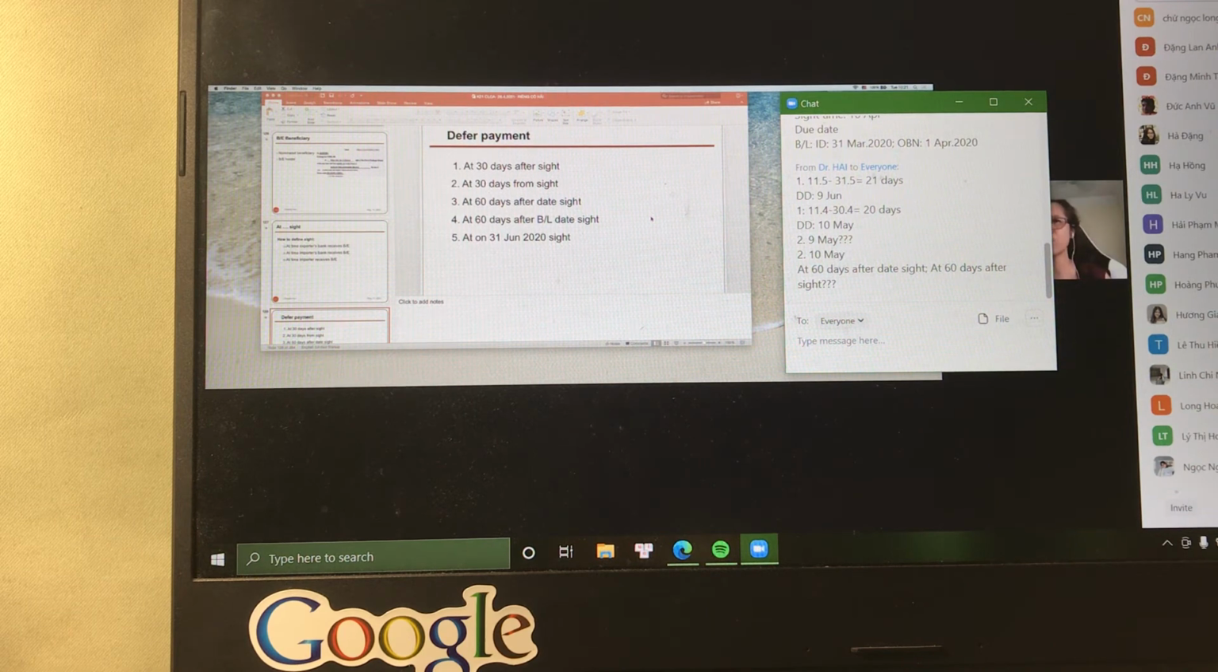In case number 3, death here means the issuing date of the BE. For the third case, date here means the issuing date of the BE. Okay, so please calculate the due date for case number 3.